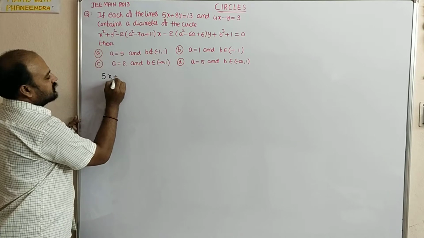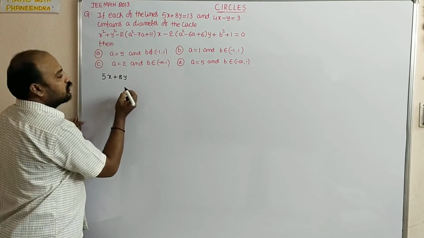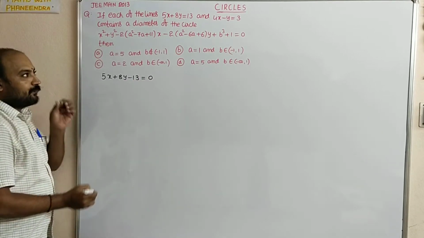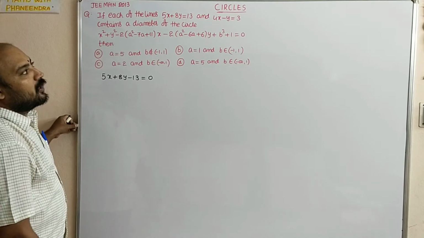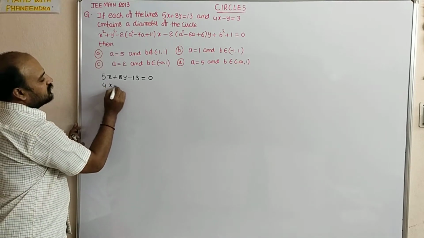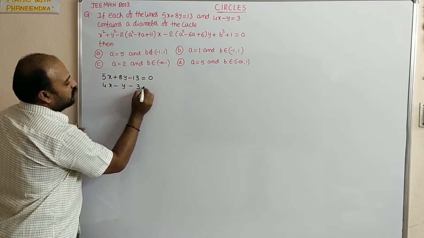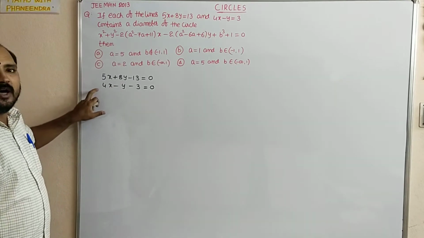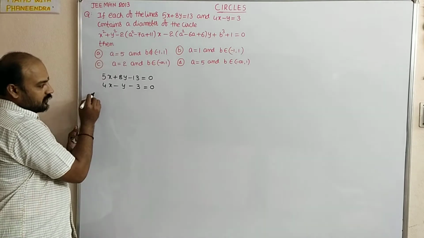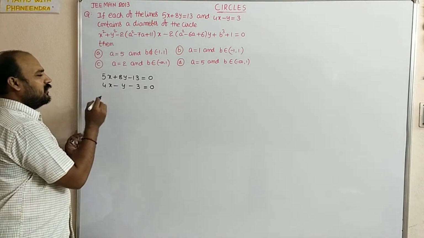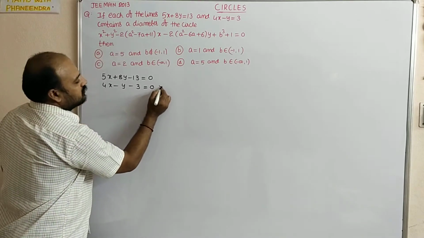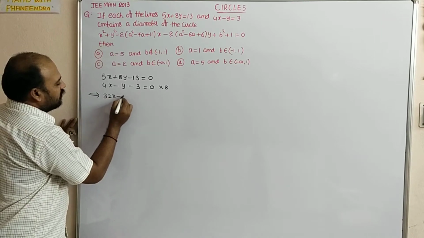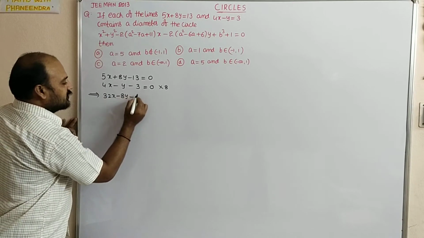5x plus 8y equal to 13, that is 5x plus 8y minus 13 equal to 0. And the second equation, 4x minus y equal to 3, means 4x minus y minus 3 equal to 0. Now to eliminate y, multiply this equation by 8. So it becomes 32x minus 8y minus 24.